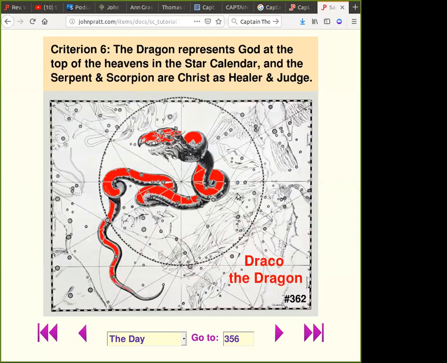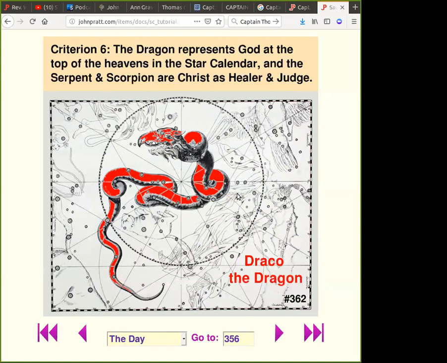If it's a serpent, and a scorpion is considered a serpent, in that area, it can either be good or bad. Christ is the serpent on the staff which you look at to be healed, but the serpent is also Satan. The dragon at the top of the sky is both God, and it's also Lucifer or Satan wanting to be at the top of the heavens, like it says in Isaiah, and wanting to usurp the position of God and claiming to be God. So you've got to be careful in this.